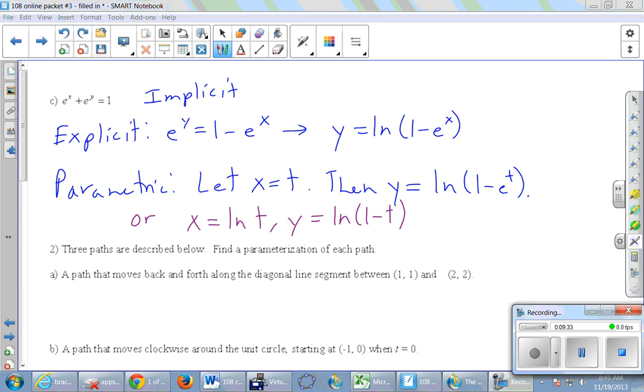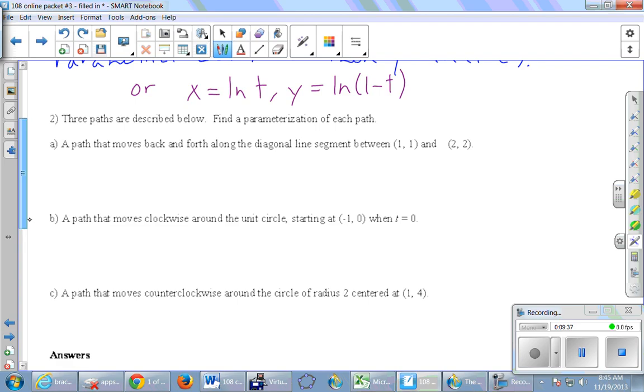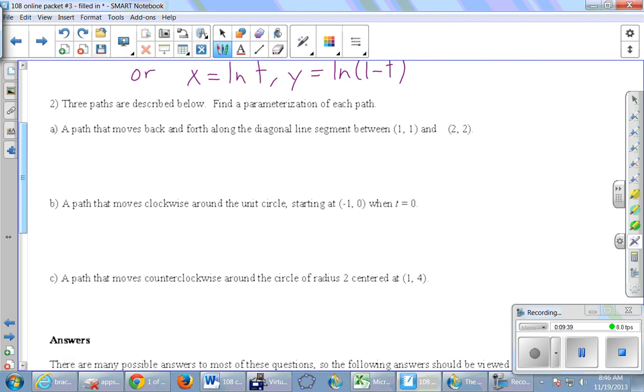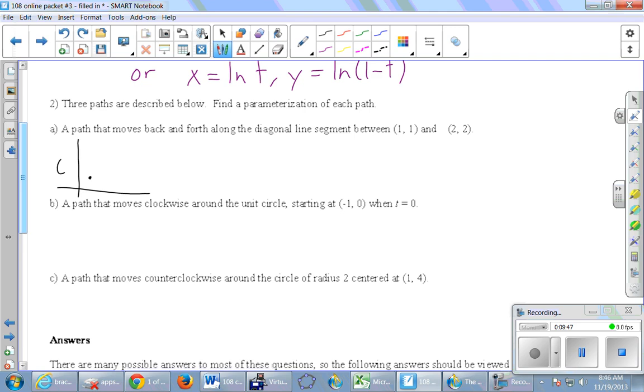All right, number 2. 3 paths are described below. Find a parameterization of each path. A path that moves back and forth along the diagonal line segment between the point 1, 1 and the point 2, 2. All right, so let's go ahead and draw that. So 1, 1 is here. And then 2, 2 out here. We'll give it some space.